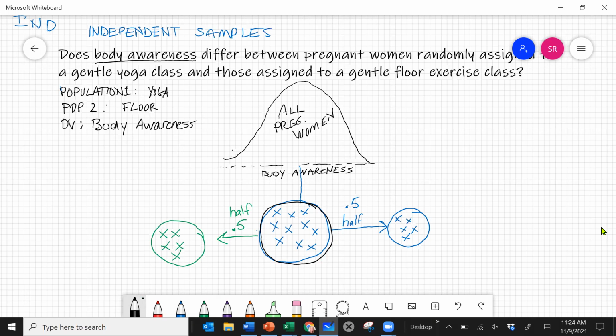So we have all these women drawn out of this hypothetical population of all pregnant women drawn at random. And then we've divided them randomly into these two groups, and half of them are in the yoga condition related to population one. Half are in the floor exercise condition related to population 2.